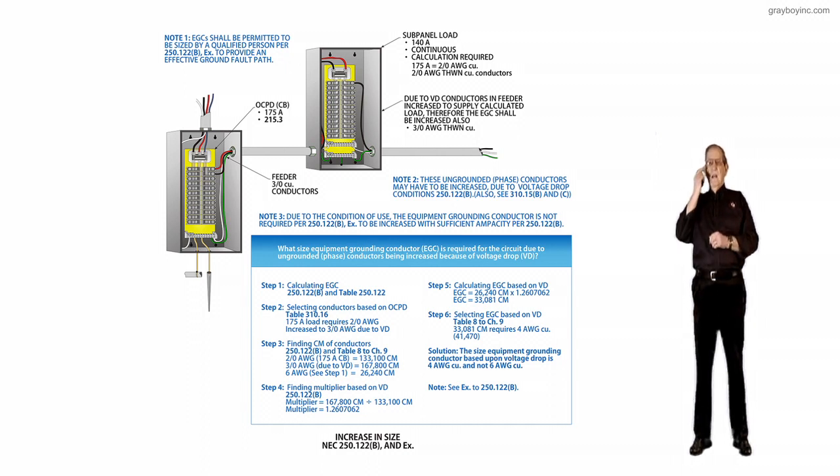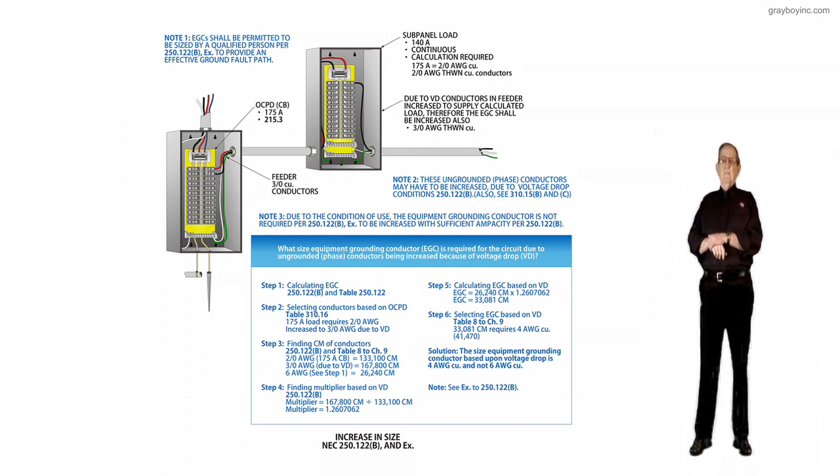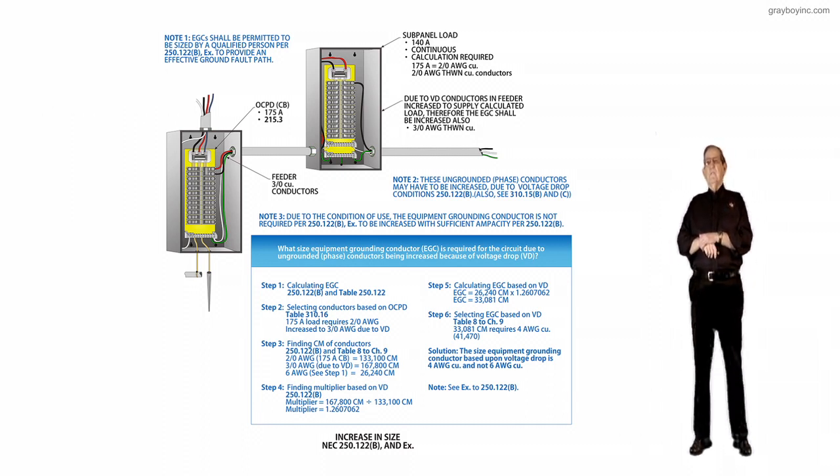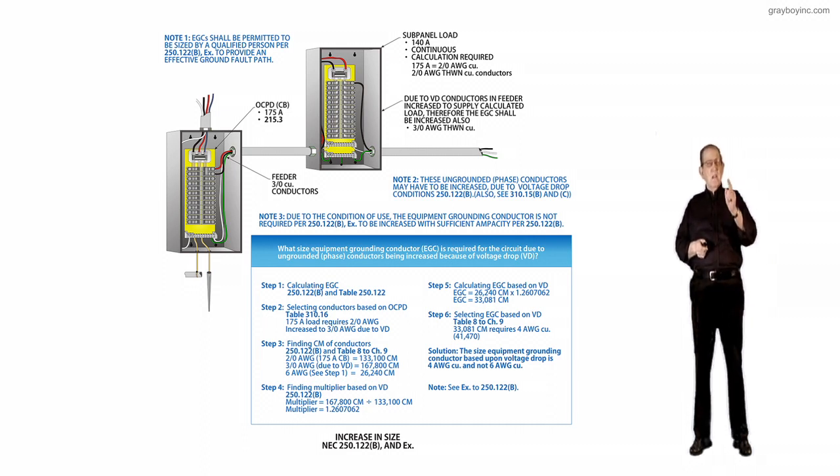250.122(B). Now, the way this kind of reads to me now is that correction factors and adjustment factors are not necessarily included here. Look at note 1. Equipment grounds should be permitted to be sized by a qualified person as outlined in 250.122(B) exception to provide an effective ground fault path. Now, what does that mean by 250.4(A)(5)?